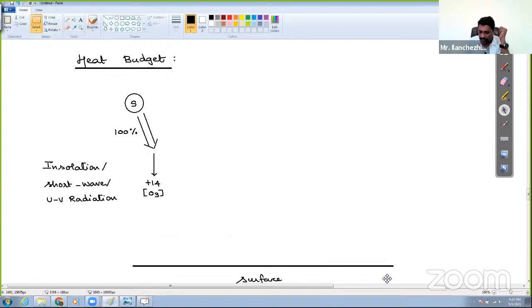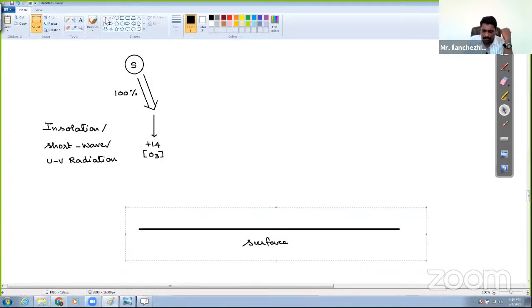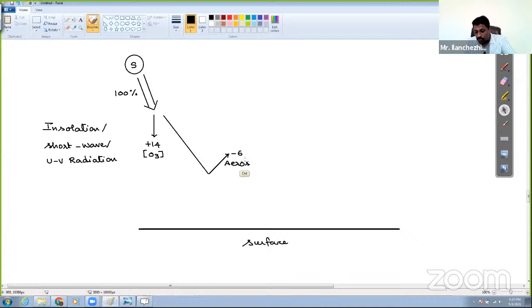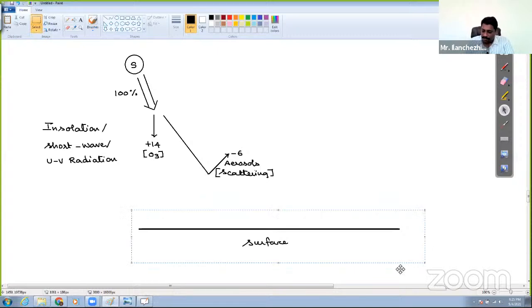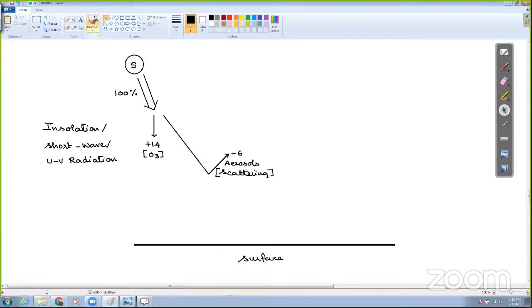In this 86 percent, 6 percent of the insolation is lost by aerosols, my friend. I'll put it as minus 6. You know what an aerosol is, right? Even in yesterday's class, I was talking about aerosols. An aerosol is suspended solid particles in the atmosphere. Dust is the finest example. If you ask me the process by which aerosol reduces insolation, it is scattering. So in 86, 6 is gone. What is remaining is 80 percent.